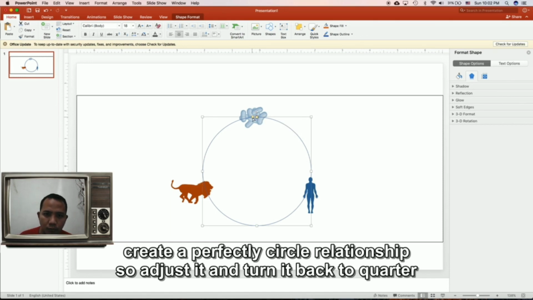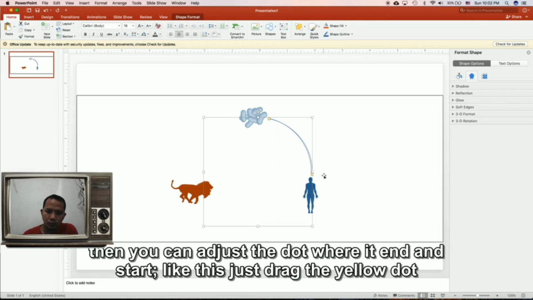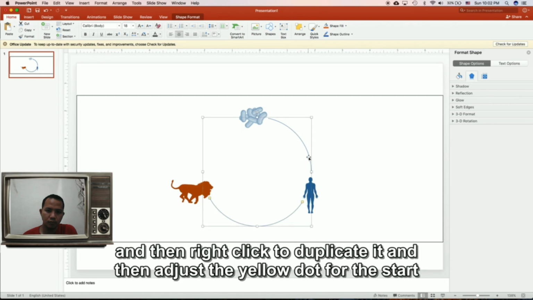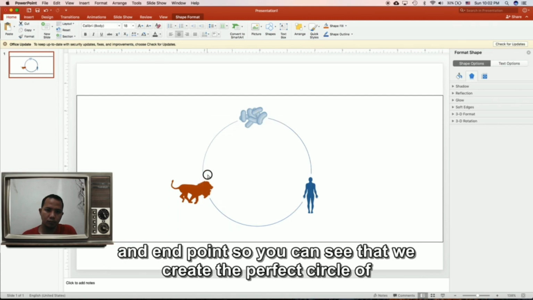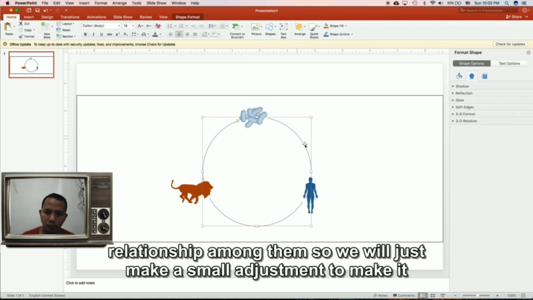So adjust it and turn it back to corner like this, and then I'll right click, duplicate it, put it on top, and then you can adjust the weight and start like this. Just drag the yellow dot, and then right click to duplicate it, and adjust the yellow dot for the start and end point. So you can see that we create the perfect circle of relationship among them.